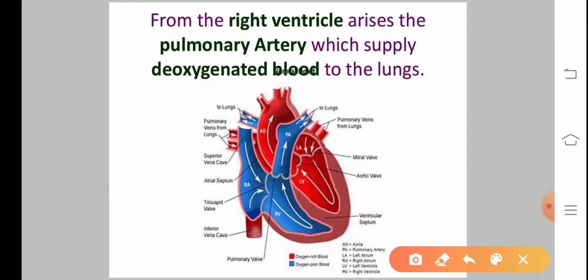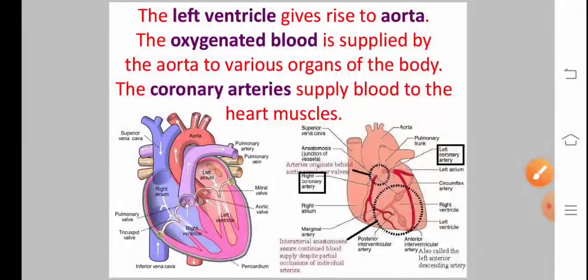From the right ventricle arises the pulmonary artery. This is the pulmonary artery, which supplies deoxygenated blood to the lungs. The left ventricle gives rise to aorta. The oxygenated blood is supplied by the aorta to various organs of the body. Coronary arteries supply blood to the heart muscles. From these coronary arteries, which supply blood to heart muscles.